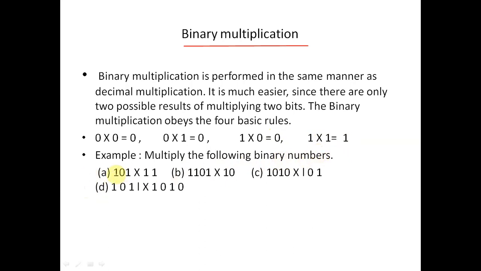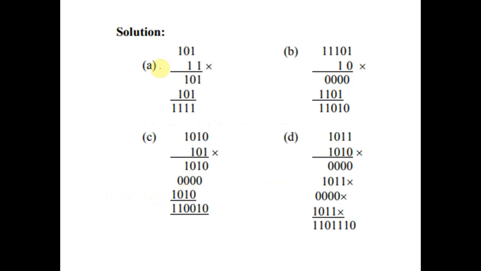The first example is 101 multiplied by 11. The second example is 1101 multiplied by 10. The third example is 1010 multiplied by 101. And the fourth example is 1011 multiplied by 1011. See here, these are the examples of multiplication.